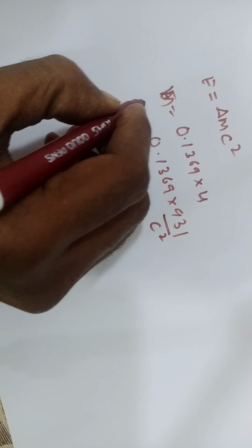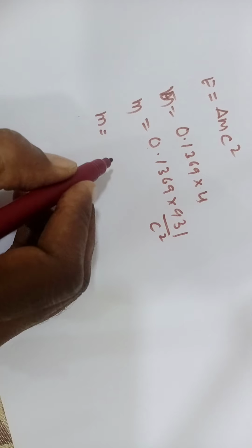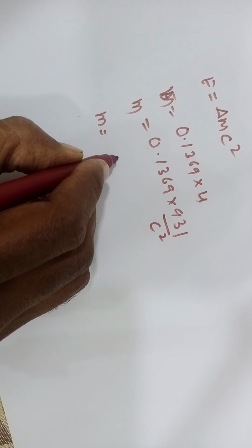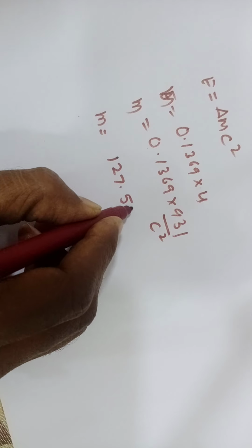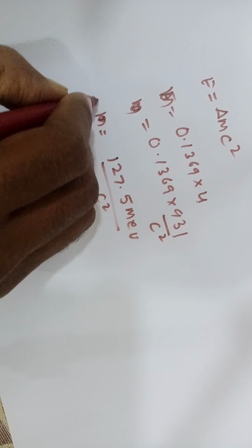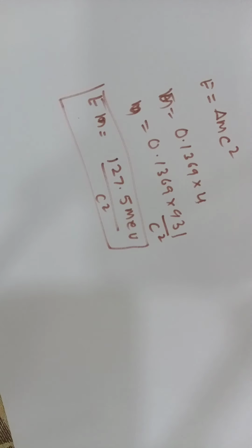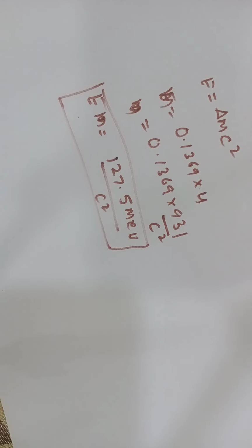This is mass actually. So our mass will be 127.5 million electron volt upon c squared. So it is mass, it is energy. So this much energy will be required to break oxygen into its constituent particles.